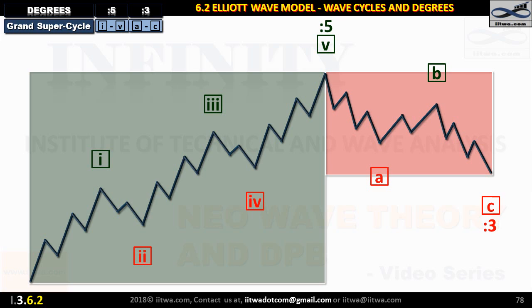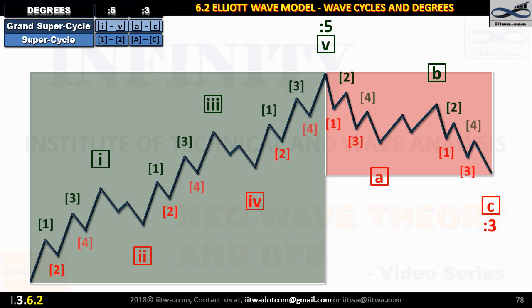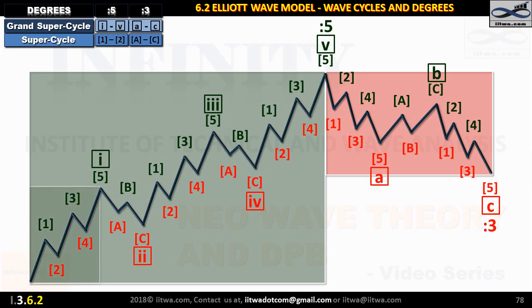This 1 level lower degree than grand supercycle is called supercycle degree. Supercycle degree impulsive waves are labeled with cardinal numbers 1, 2, 3, 4, and 5, surrounded by brackets. And corrective waves are labeled with uppercase alphabets A, B, and C, surrounded by brackets. The wave cycle of supercycle degree is shown by these medium-sized green and reddish rectangles. The green rectangle is the impulsive phase, and the reddish rectangle is the corrective phase.